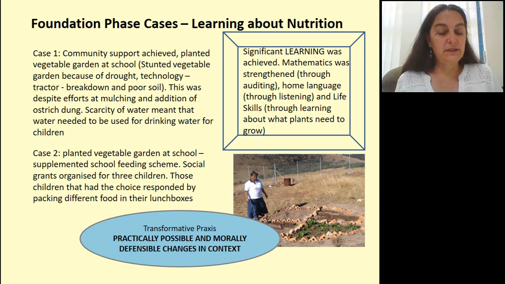In the second case, the teacher did also manage to plant a vegetable garden, and her garden was successful, and they managed to supplement the school feeding scheme through the garden. She managed to organize social grants for the 3 children mentioned earlier, and those children that did have the choice managed to pack different food in their lunch boxes. So you'll see that there were different challenges in context, and some successes and some ongoing questions that we still need to be asking.